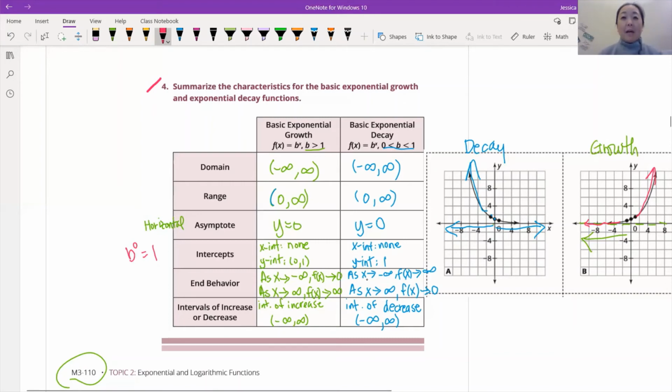And notice our end behavior is going to be flipped because literally the shape has been flipped, right? So the more positive we go, that's when it approaches 0. And the more negative we go, that's when it approaches positive infinity. All right. And since it's decay, it is intervals of decrease, not increase. And that is from negative infinity to positive infinity. Remember to always write down the negative number or the smallest number first, right? So there we go.